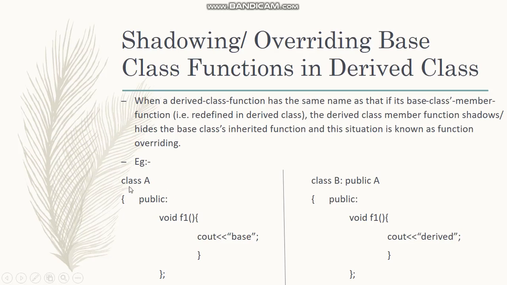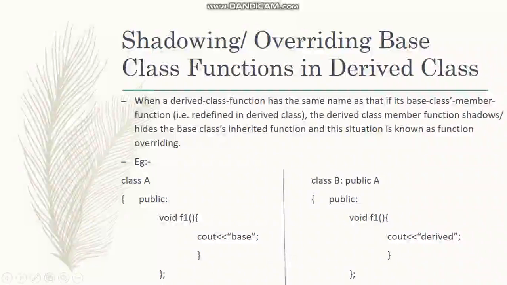I have created a class named A which is having a member function f1 with no arguments, and the statement that is to be printed is base. Now the another class which is B is inheriting the class A that is also having the member function with the same name f1 and no argument in it, which will print the statement derive. So when I'll print the output, it will show me the answer derived. Why? Because it is overriding the base class function with the derived class.